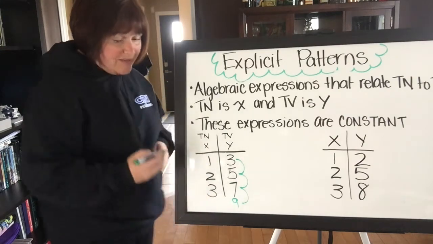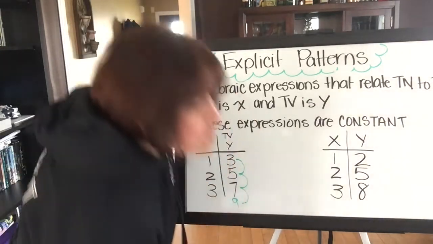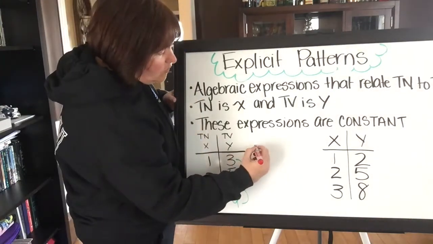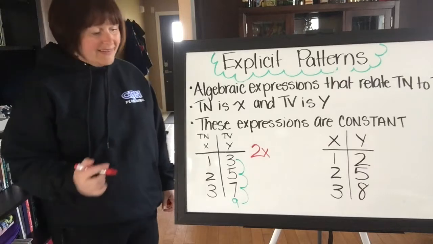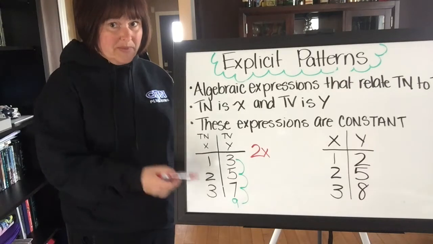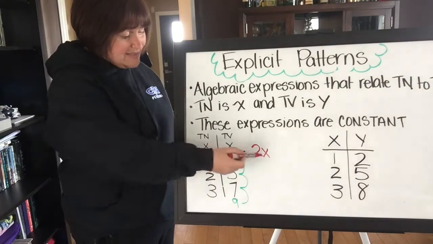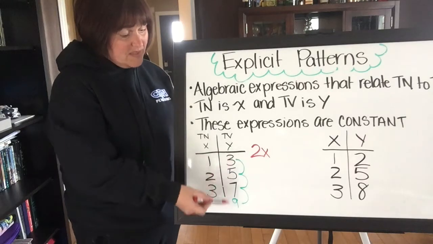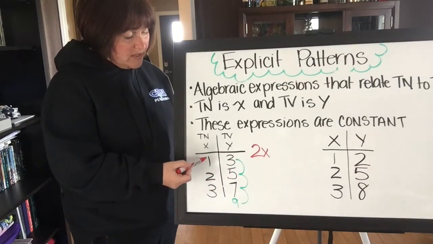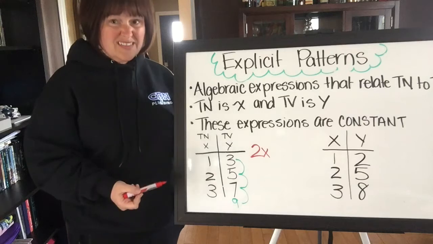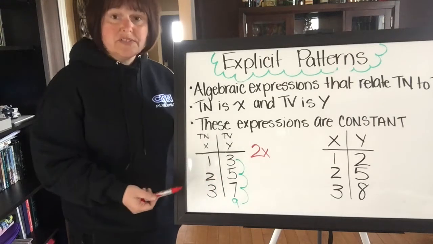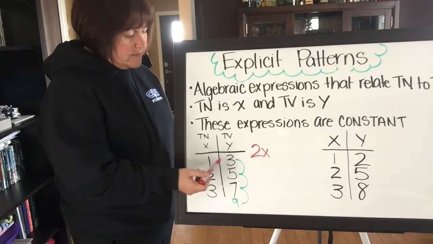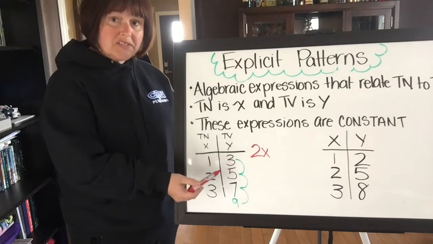Now, when we have something that is multiplied by a variable, we call that 2x. But 2x isn't the pattern because when I take a look at this, if I go x times 2, it's not going to give me the number in the term value. So I can go 1 times 2, well, that doesn't equal 3, and 2 times 2 doesn't equal 5. So can I do something else to it? So 1 times 2 is 2, plus 1 equals 3.